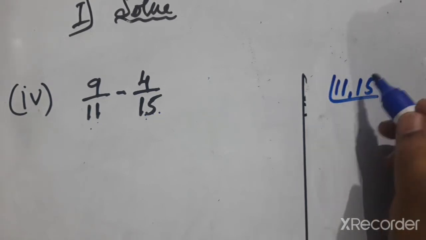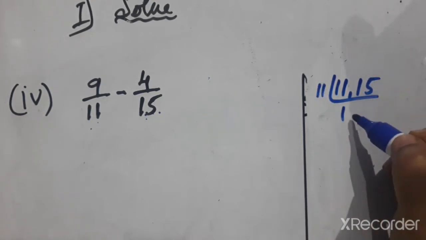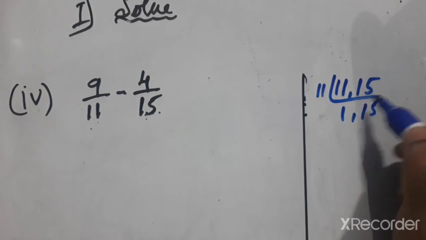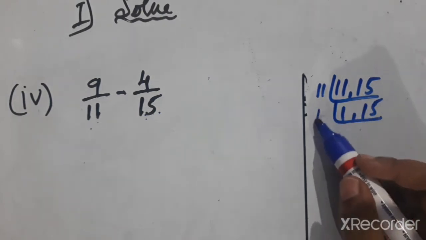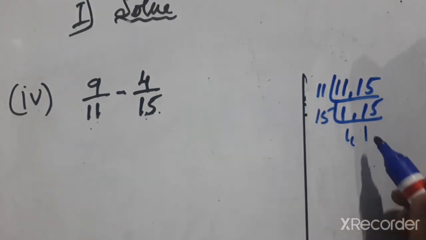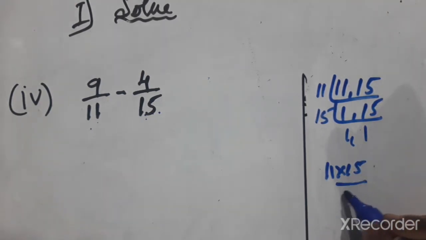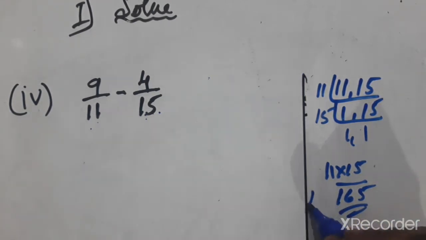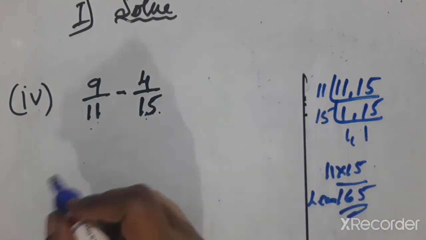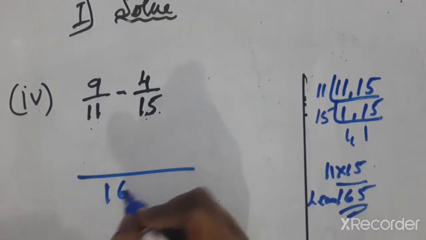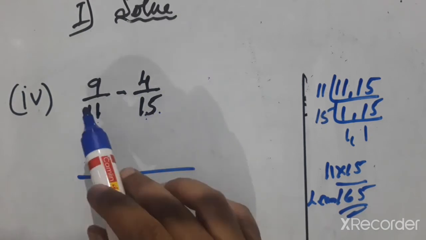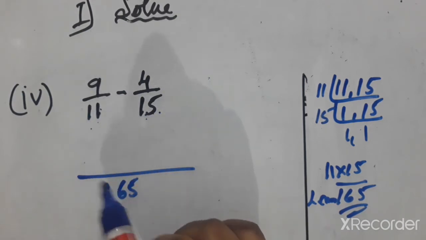In which table? So first try with 11. 11 ones are 11 and 15 as it is. Then 15 will multiply, 15 ones are 15. Now 11 into 15 is 165. After multiplication 11 into 15 is 165. So LCM is 165. Now equalize the denominator into LCM value.